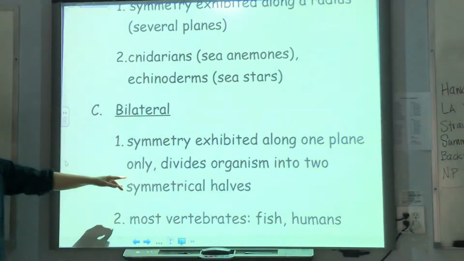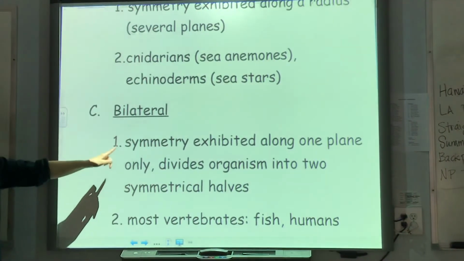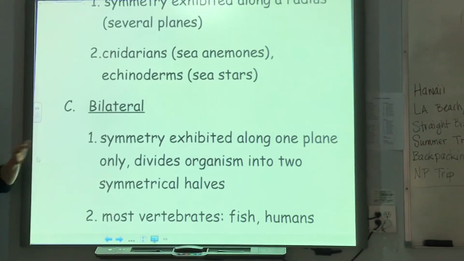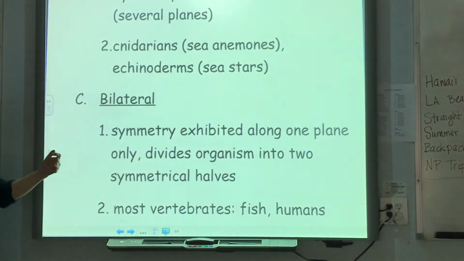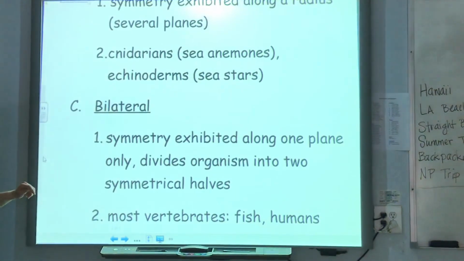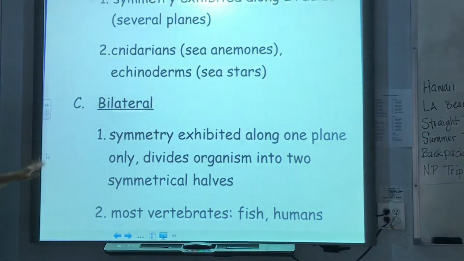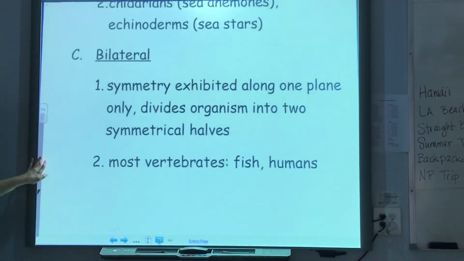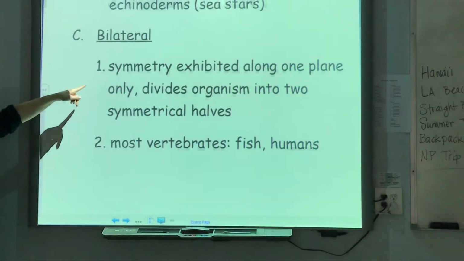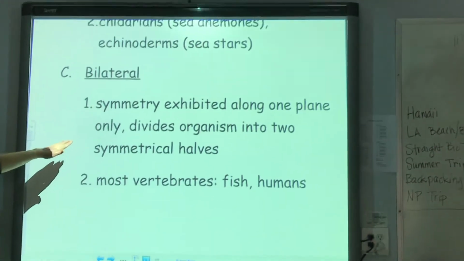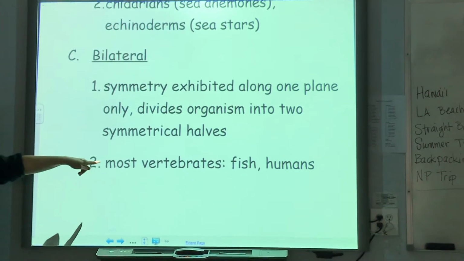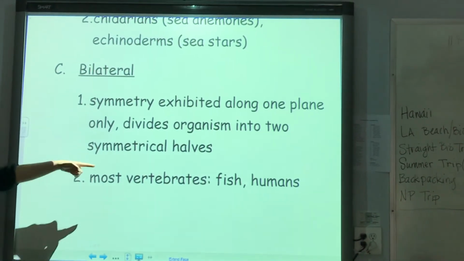But when we say the same, it means if I draw a line down through the middle of you, starting at the top of your head, in the middle of your head, and right through your nose and right on down, okay, your two halves will have one arm each. Your two halves will have one leg each, one ear each, one eye each, okay? So that's bilateral, two sides, that's what that means. So symmetry exhibited along one plane only divides the organism into two symmetrical halves. Most vertebrates have bilateral symmetry. So good examples are fish.